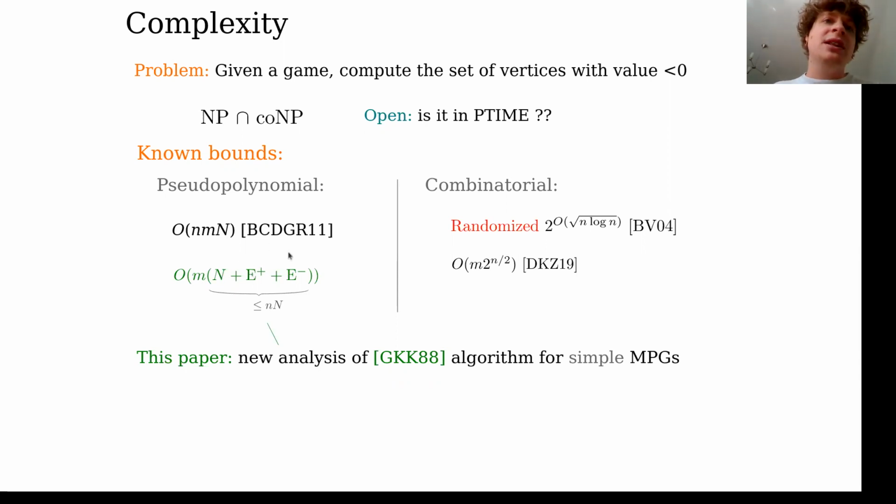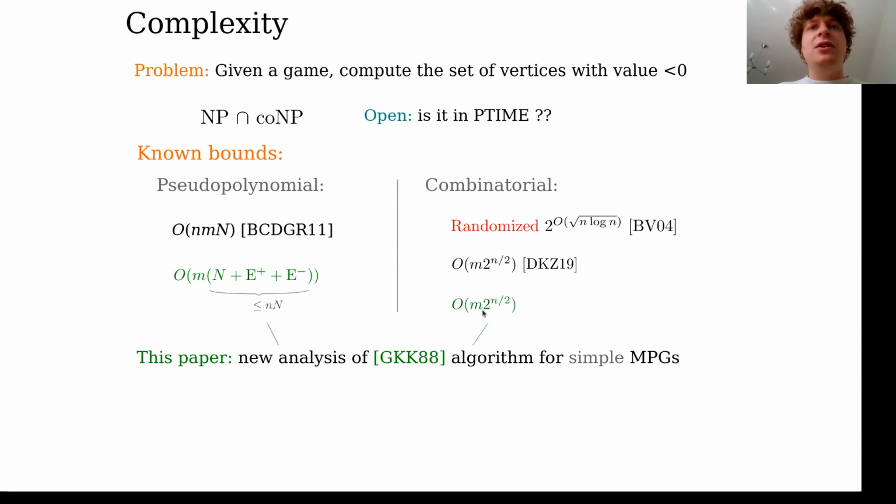And now E plus and E minus, well, E plus is the largest finite energy value, which we said is smaller than n times n. And E minus is the largest finite negative energy value. So we will see in a minute what this means. So that's our new bound. It's smaller than this in general, and it can be really smaller in many examples.